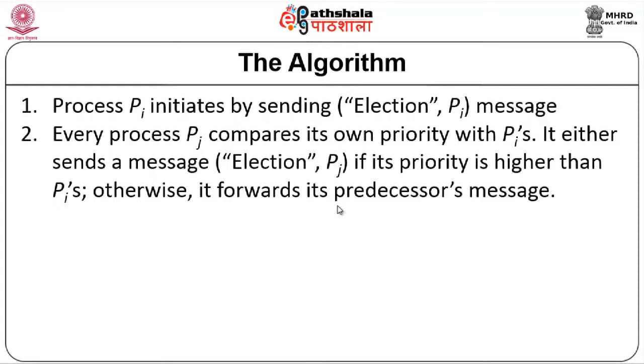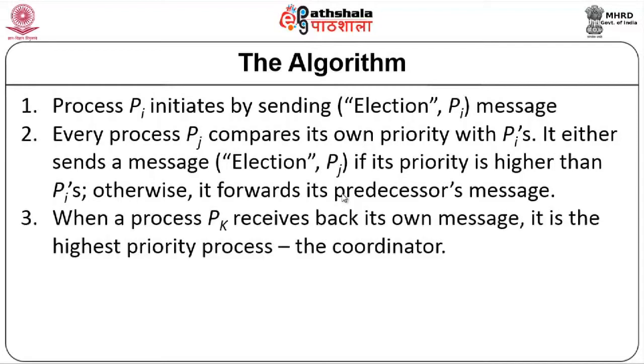In this case, we have taken the node ID to be the priority. If the receiving process Pj has a node ID smaller than the process from which it has received the election message, then it will forward the message directly to the next node. If Pj has a higher node ID, then it will change the election message, put election comma Pj, and send the message to the next node.